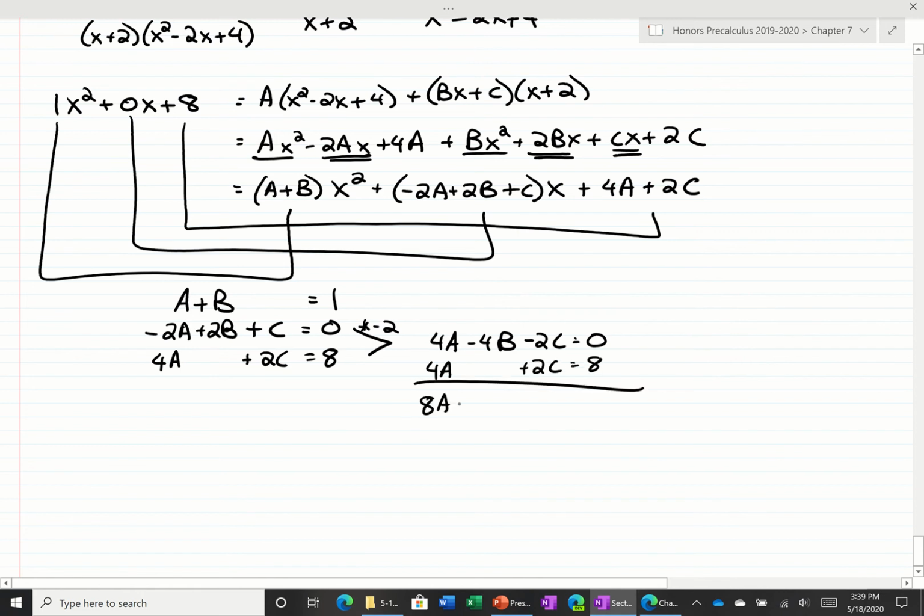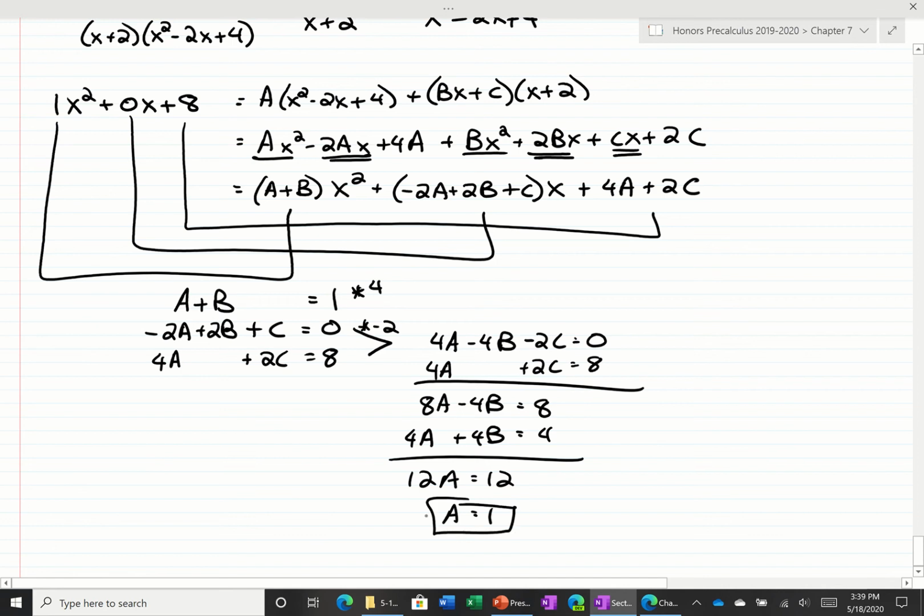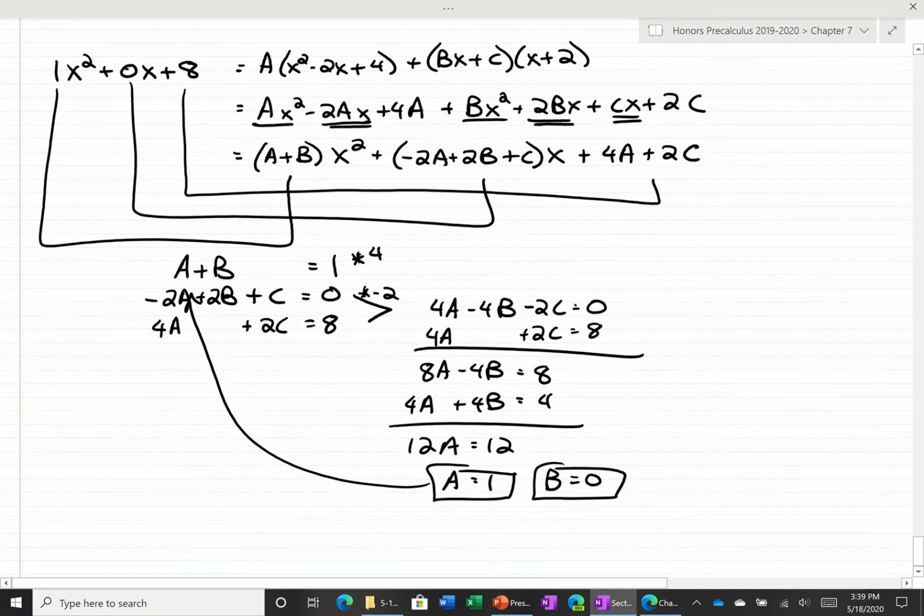And we get 8A minus 4B is equal to 8. And I'm going to multiply this top equation by positive 4 to eliminate it with the B. We get 12A is equal to 12. A would be 1. And if A is 1, B would be 0. And let's see, 4. So that's 4 divided by 2. C would be 2. All right, so that should be the answer for number 5.